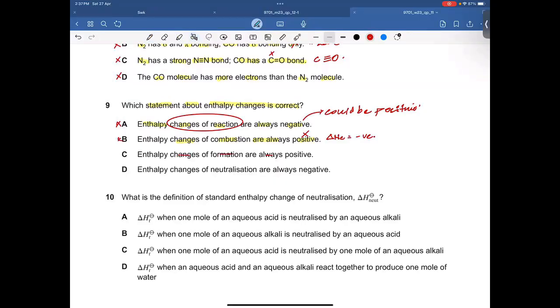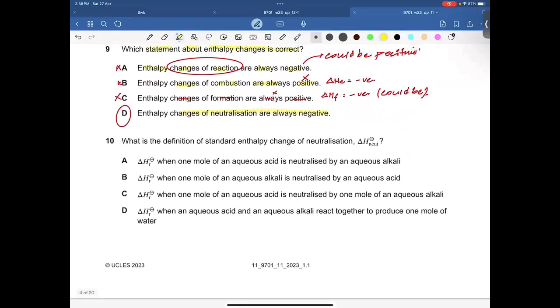Enthalpy change of formation are always positive. Not always. Enthalpy change of formation, I told you in the class, could be positive, could be negative. So obviously C is also incorrect. If A, B, C are wrong, obviously D is going to be the correct one because neutralization is always negative. Okay, question number 10.